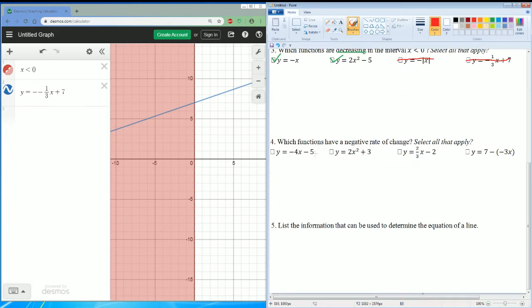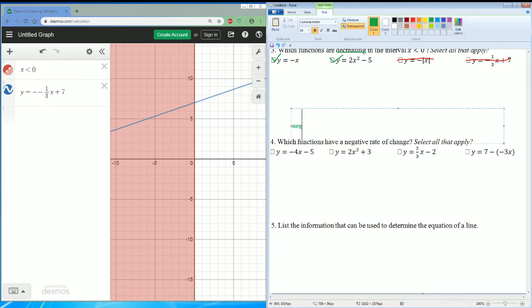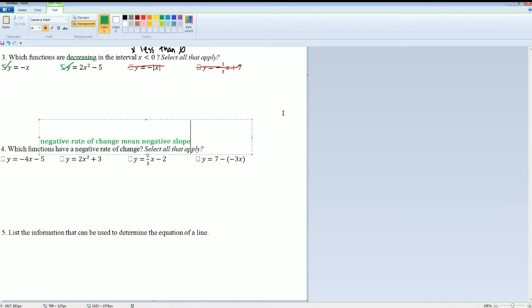All right. Next one. Which functions have a negative rate of change? What is another word for negative rate of change? It just means negative slope. Okay, means negative slope. Can you see it here? Okay, means negative slope.